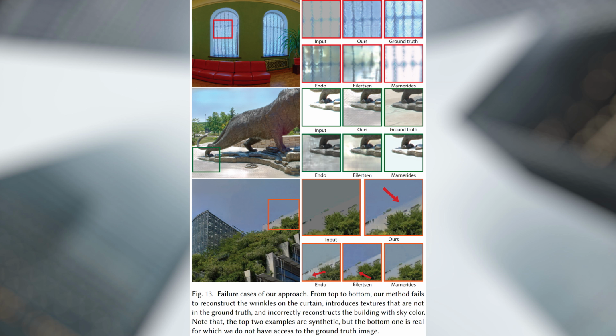Also notice that the network reconstructed the building in the third image with an incorrect color. This could be due to the fact that trees and skies are usually next to each other in the training data.